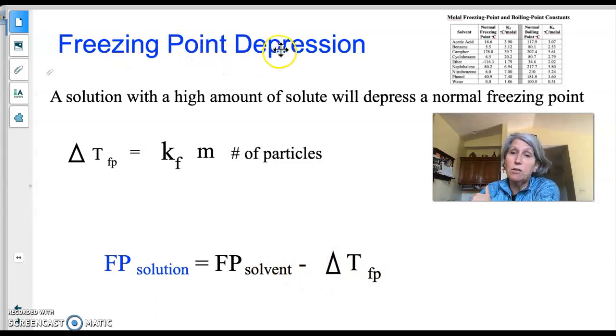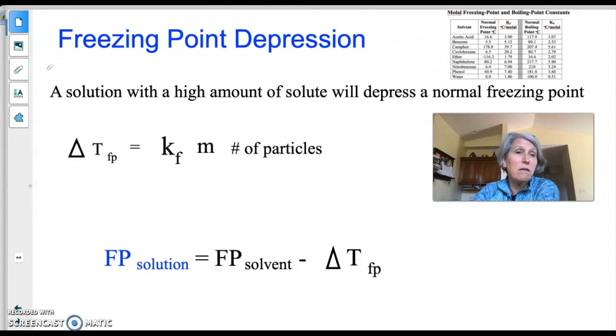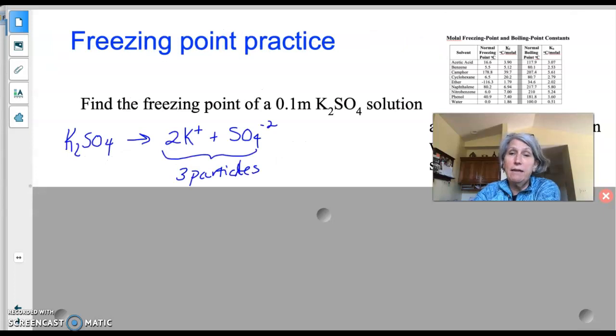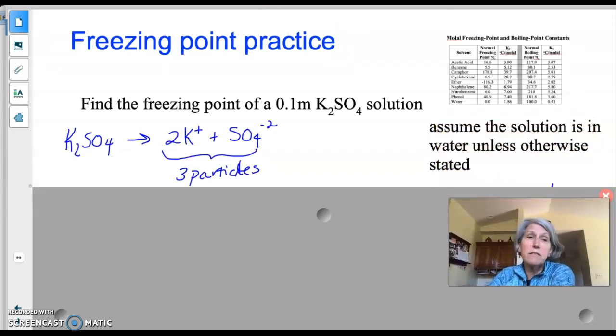And again, we're going to use this paper, which you should have attached to the bottom of this lesson, that you should print out or at least have access to when you do your homework and also when you do the exam. Okay, so let's take a look at what a typical freezing point practice would look like.